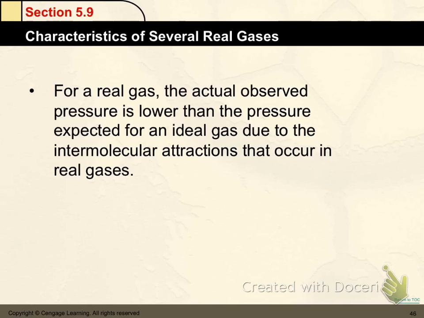And here's why. For a real gas, the actual observed pressure is lower. Why? Because of the interactions that occur in real gases. Intermolecular interactions.